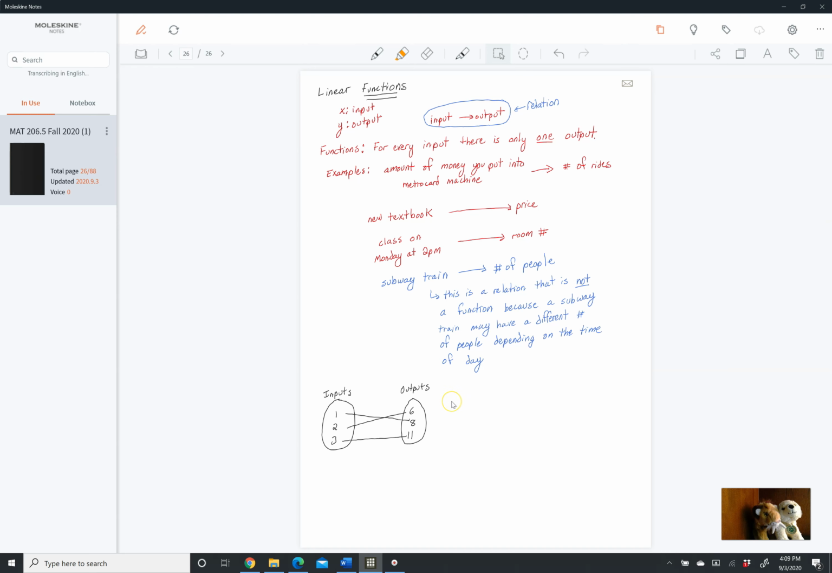What we're checking for, this is a 3, by the way. Okay. What we're checking for is that each input only gives us one output. So if we put in 1, we only get an 8 back. We don't get anything else back. Let's check that that's true for all of the others. For 2, we only get a 6 back. For 3, we only get an 11 back. So this is a function.